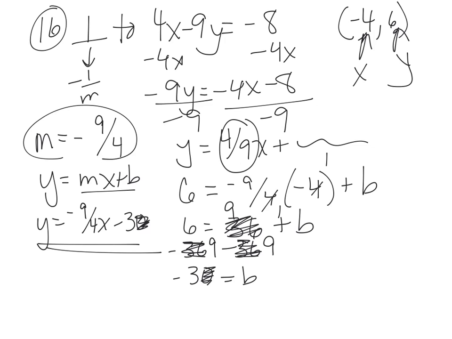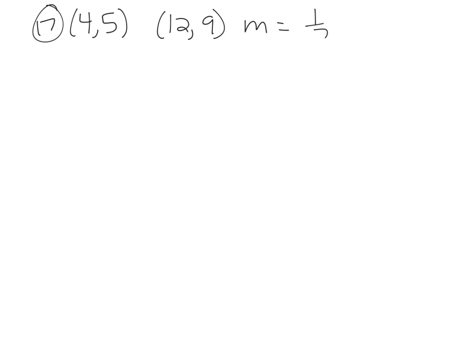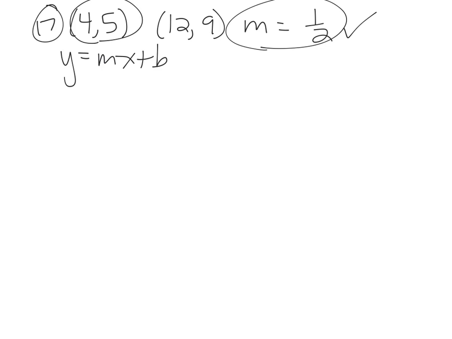Let's look at 17 and see what you got. You got the right slope, wrong intercept. But get that nailed down and you'll be good. So it goes through 4, 5, and 12, 9, and you found the slope to be 1/2 correctly. I'm not going to redo it because you did it. Then it wants it in y equals mx plus b form. So I'm going to pick one of these points. I like to pick the one that has the smaller numbers or all the positive numbers, or whatever makes my math easier. Use that, solve for b.